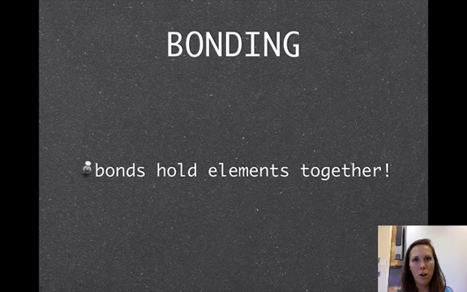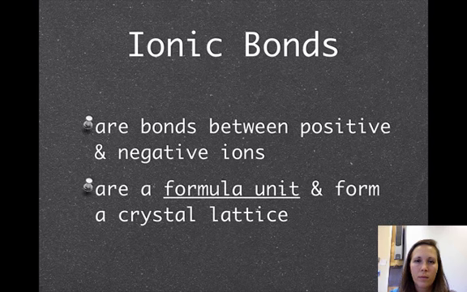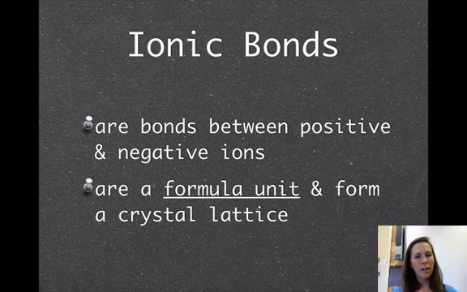And for those of you that don't know, make sure you write this down. Bonding. Bonds hold elements together. It's very important stuff. Now, ionic bonds specifically are bonds between a positive and a negative ion. Now, you know from your labeled periodic table that some elements are positive, they have a positive charge or can, and others have a negative charge or they can. So picture an ionic bond as a bond between a positive and a negative ion.